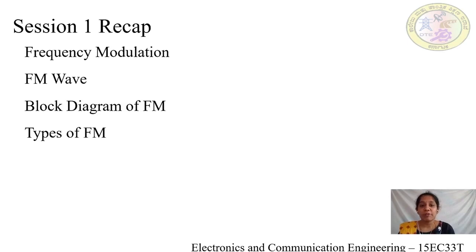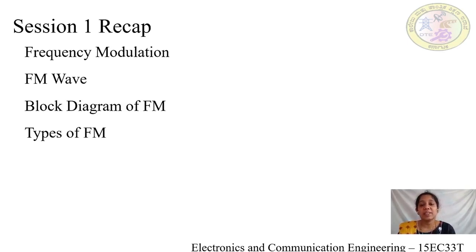Usually FM can be generated either by the direct method or by the indirect method. In case of the direct method, we use a voltage controlled oscillator in order to vary the instantaneous frequency of the carrier wave in accordance with the information signal. Whereas in case of the indirect method, we first generate a narrowband FM and then we use frequency multiplier techniques in order to obtain the wideband FM.